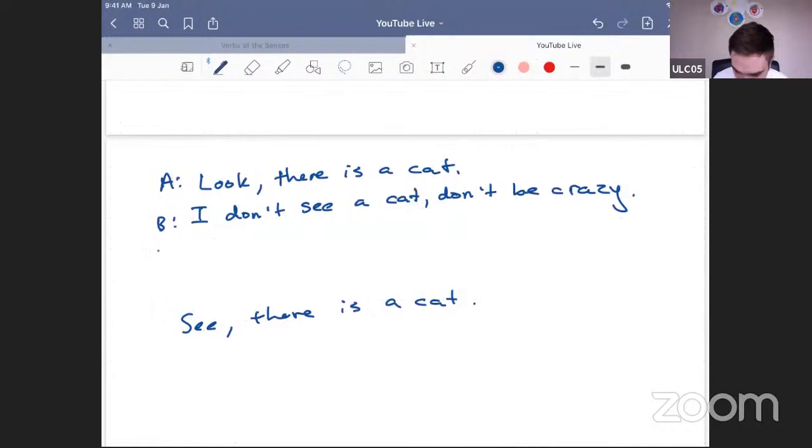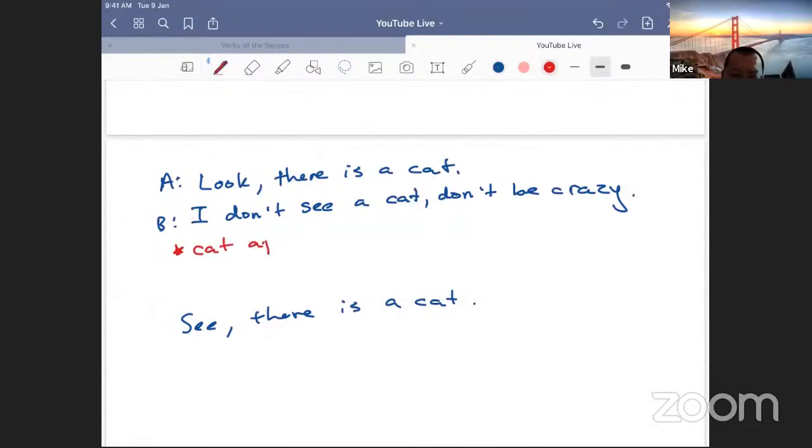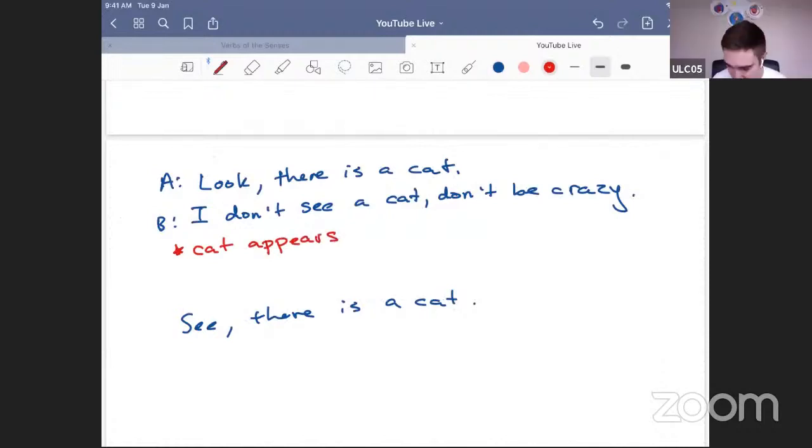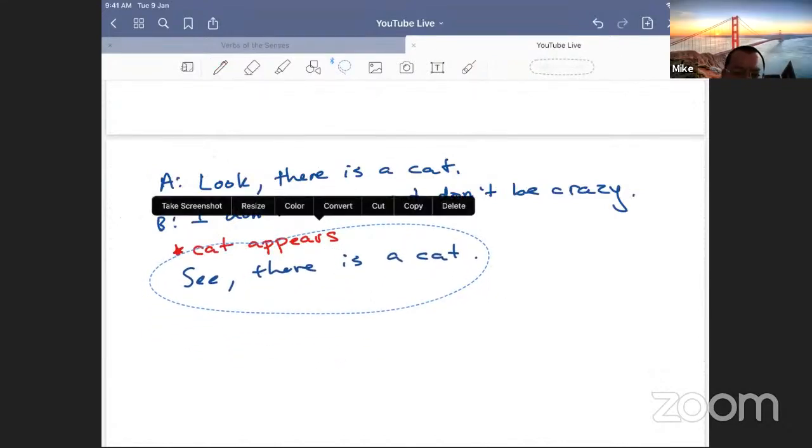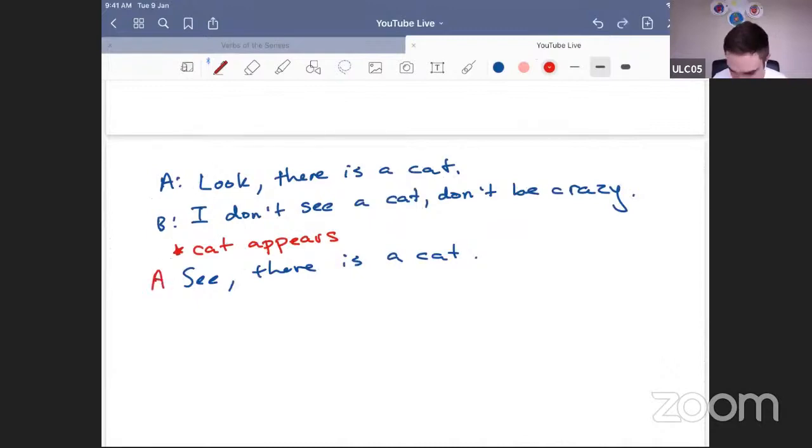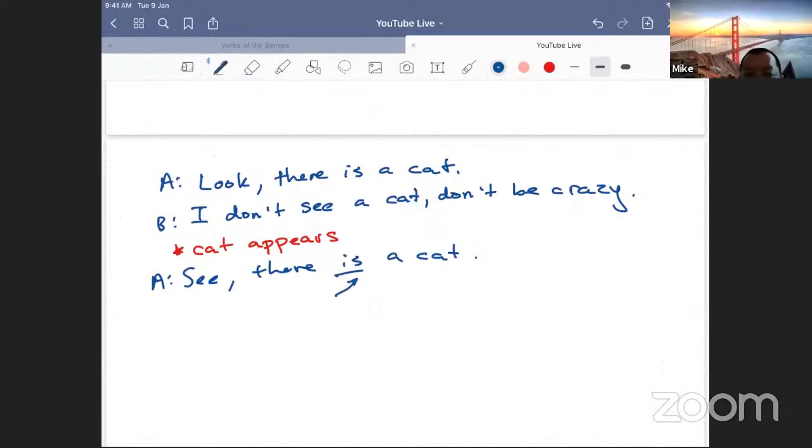And then maybe the cat appears, right? The cat appears, and then A says, See. Yes, see, there is a cat, right? See, I told you. So we use see to say somebody's wrong, right?